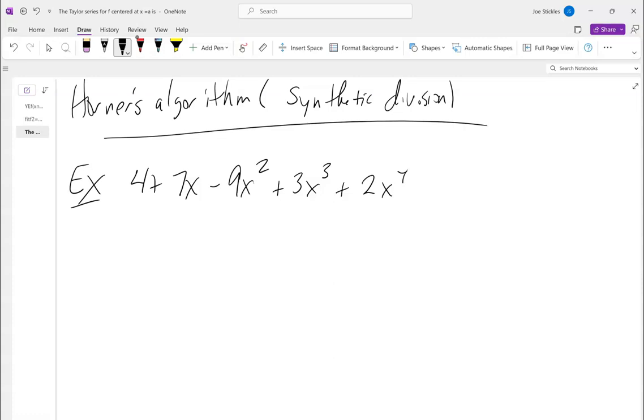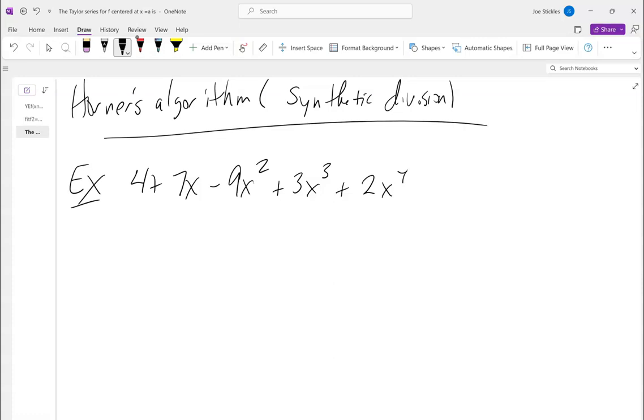This term will require one multiplication, the 7 times the x. This actually has 2 multiplications in it because you have to do 9 times x times another x. This one's going to have 3 multiplications. This will have 4 multiplications. And so notice that you're going up. Each degree that you have adds an extra multiplication just for those terms. So from a computational standpoint, there's a lot more multiplications the higher the degree you go.